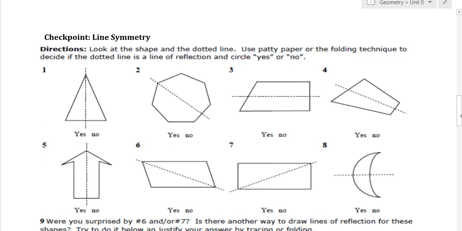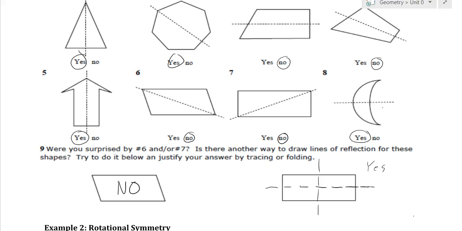So pause this. Try this little checkpoint on line symmetry really fast. Shouldn't take you more than a minute. Check your answers real quick. Write down anything we need to talk about when you come to class tomorrow. And we're going to move on to rotational symmetry.